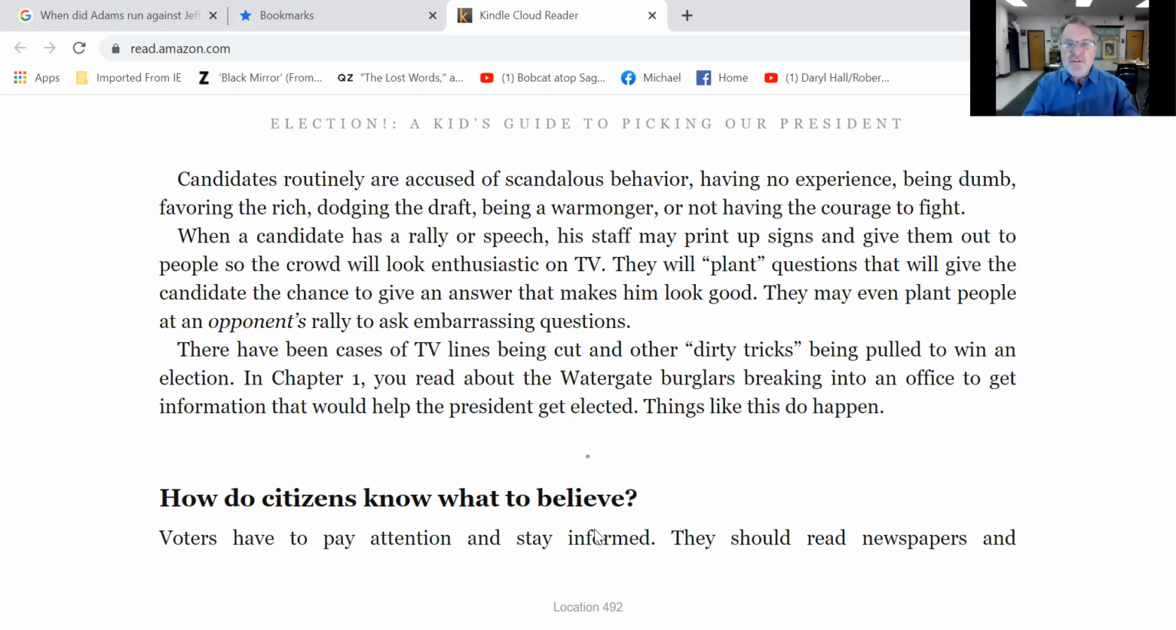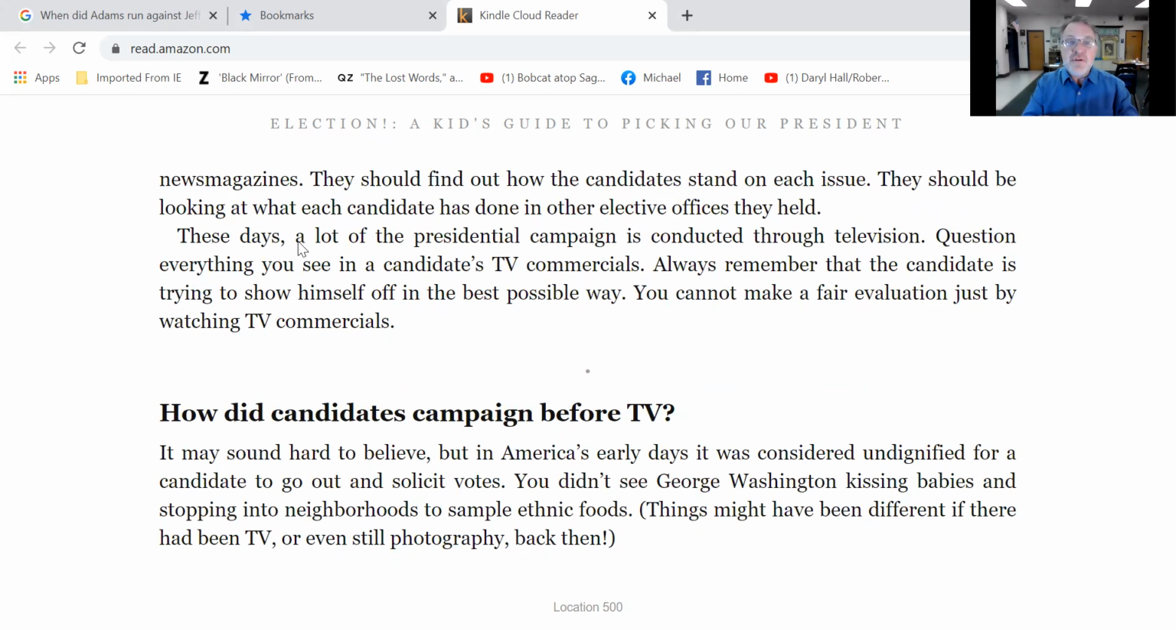How do citizens know what to believe? That's a good question. Voters have to pay attention and stay informed. They should read newspapers and news magazines. They should find out how the candidates stand on each issue. They should be looking at what each candidate has done in other elective offices they've held.